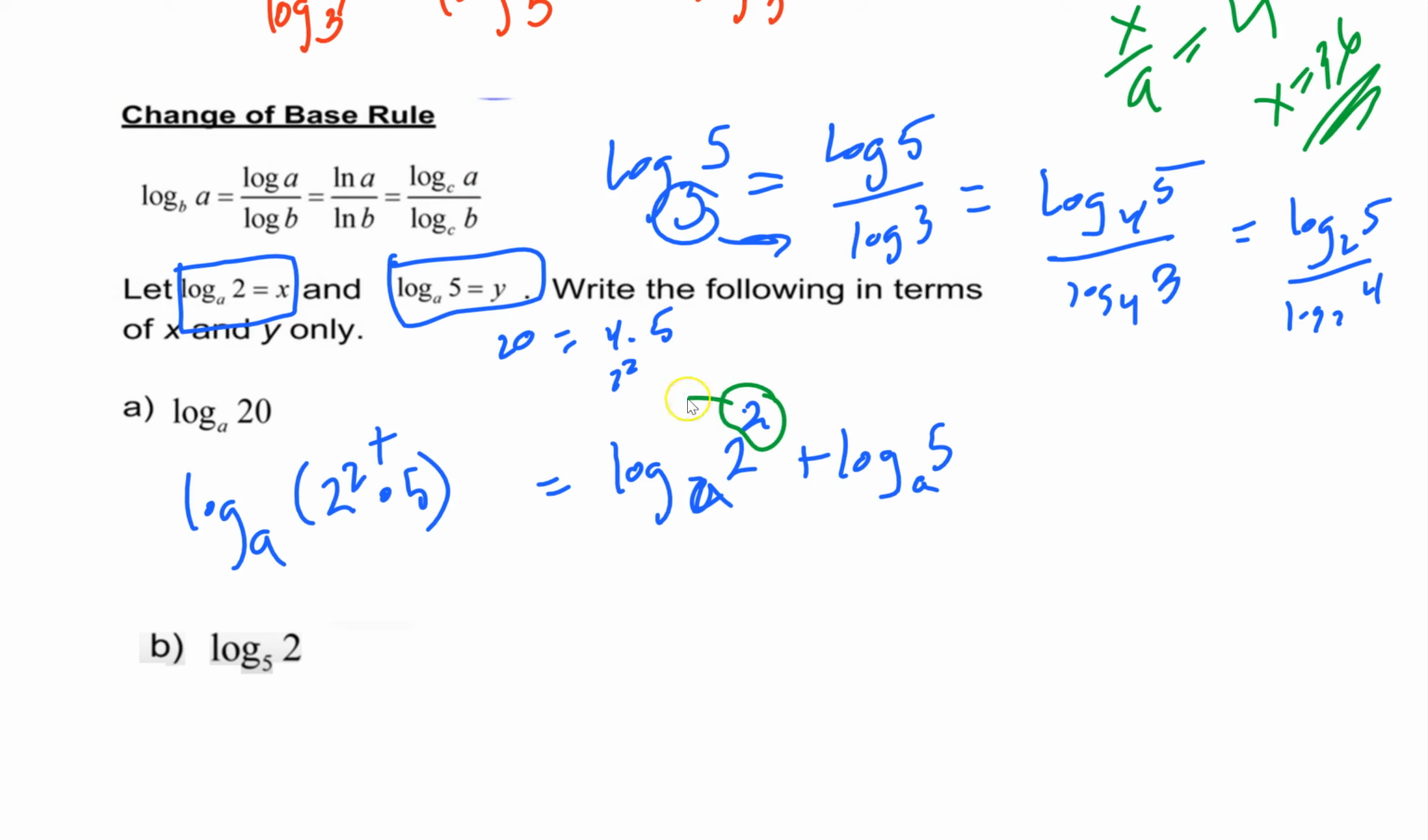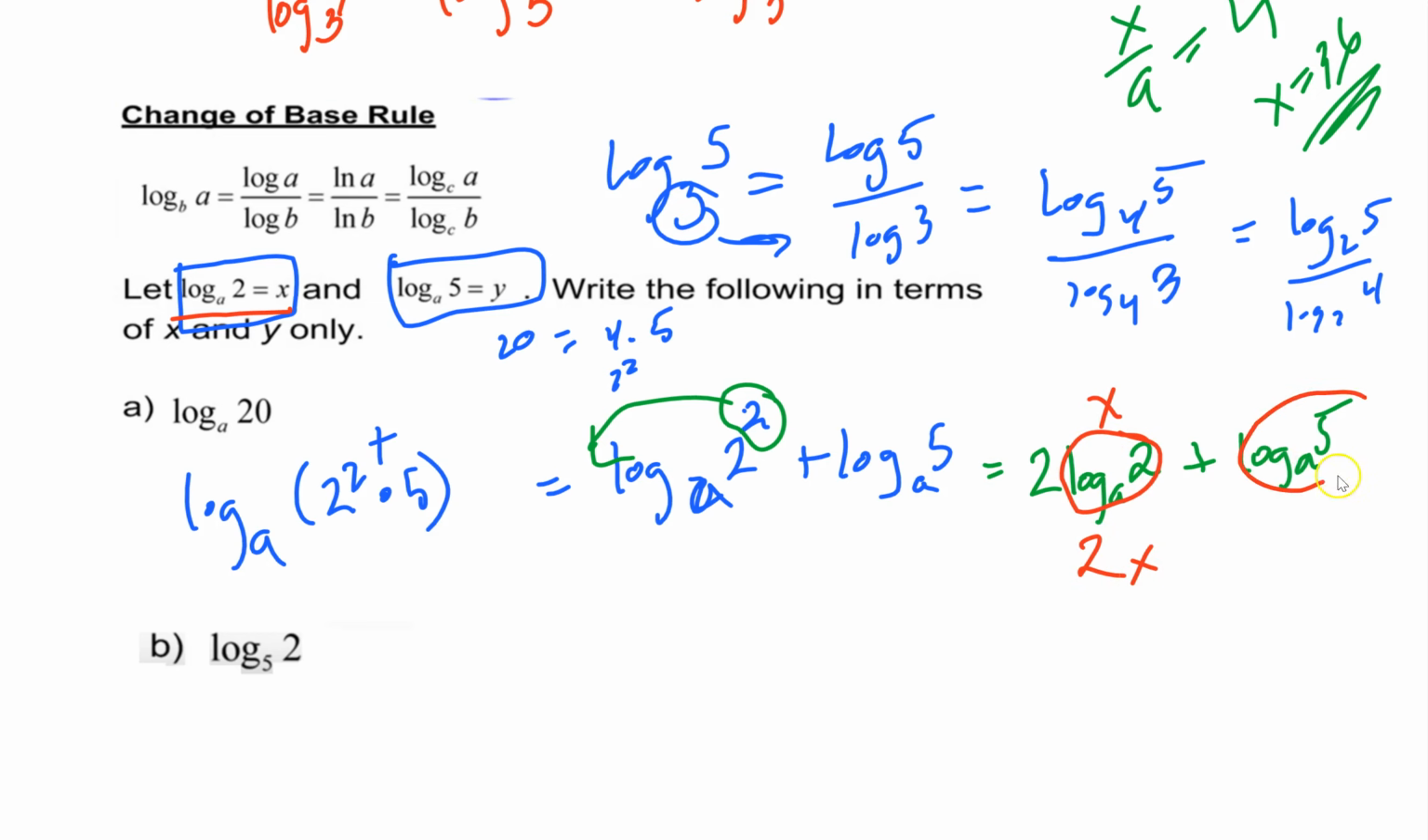Move that power out of the way, and now we're gonna have 2 log a 2 plus log a 5. And now you could go, hey, log a 2 is x, so this is 2x. And this is y. So 2x plus y. Again, very different than x squared plus y. You can't do it here. You're going to move the power to the front first. So 2x plus y.